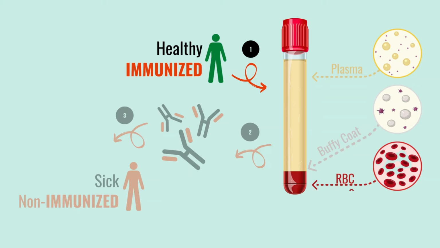And in between the yellow part, which is the plasma, and the red part, which is the RBCs, there is a fine line that maybe isn't visible for you right now, which is the buffy coat, which contains white blood cells and platelets.